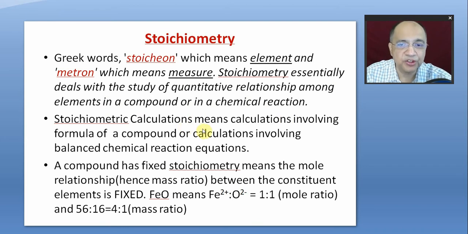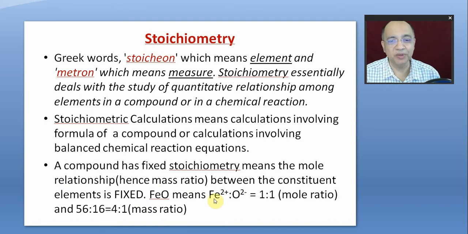Stoichiometric calculations mean calculation involving formula of a compound or calculation involving balanced chemical equations. We shall be discussing the details. A compound has a fixed stoichiometry. We say a compound like water, like carbon dioxide, like glucose, they have a fixed stoichiometry. What does it mean? It means the mole relationship, or hence the mass relationship between the constituent elements is fixed.